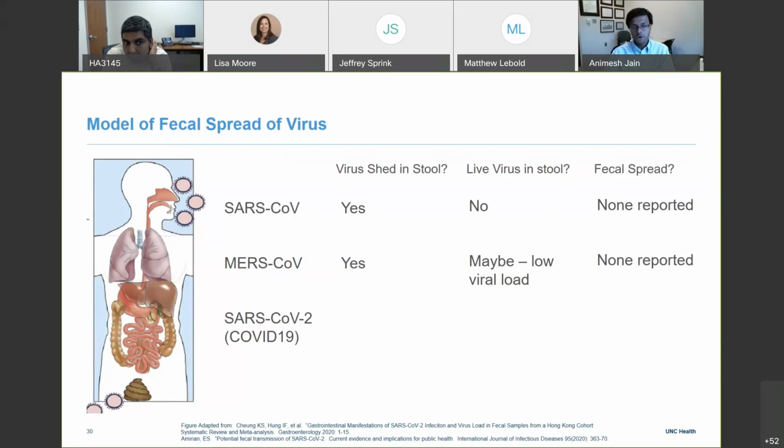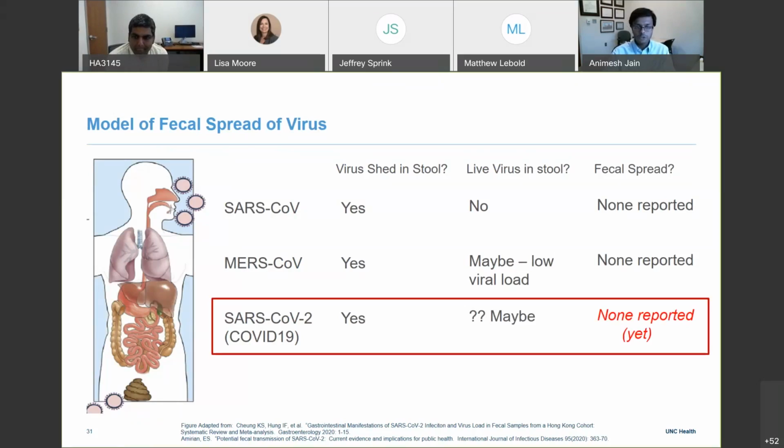With the more recent MERS, Middle Eastern respiratory virus, that virus was also shed in the stool. There were some reports of possible low viral load, but possible intact virus in the stool, but there were no reported cases of fecal spread. Next slide.